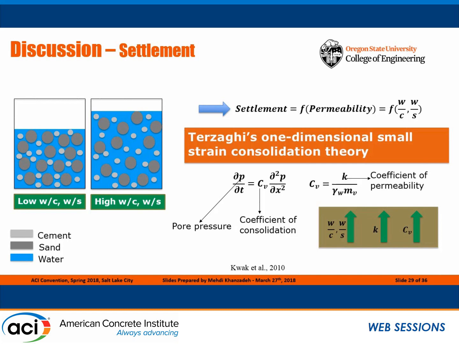And really, this term is related to the coefficient of the permeability of the mix, which is why when we have a higher water to solid content, we have higher permeability and then a higher coefficient of the consolidation. But in case of adding a water reducer, really we are not changing the permeability of the mix design. We are just dispersing the cement particles to have higher workability.